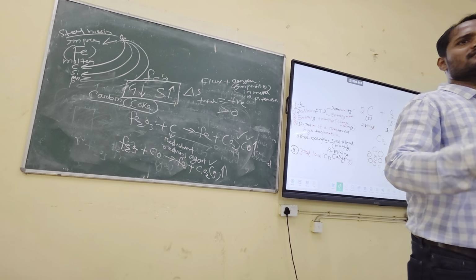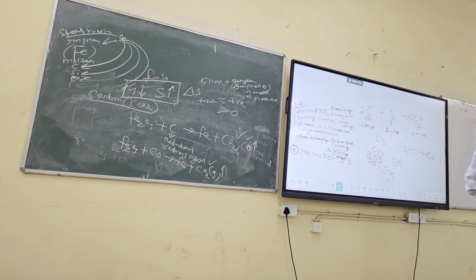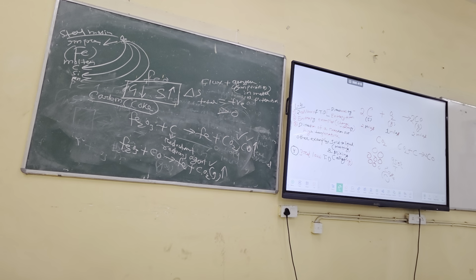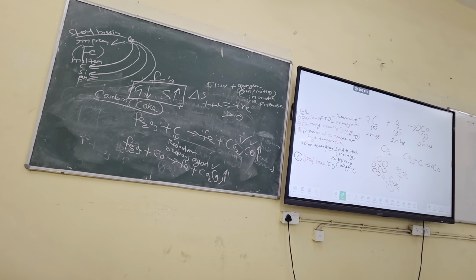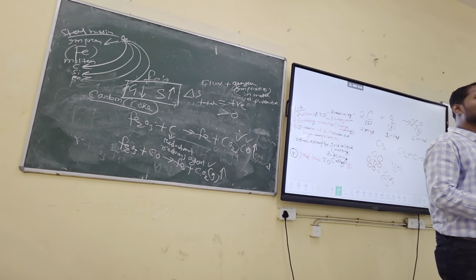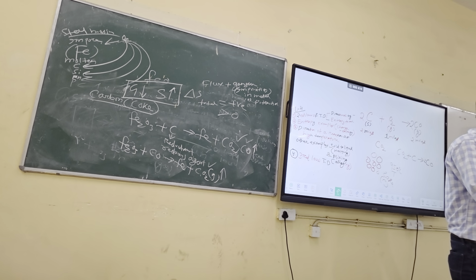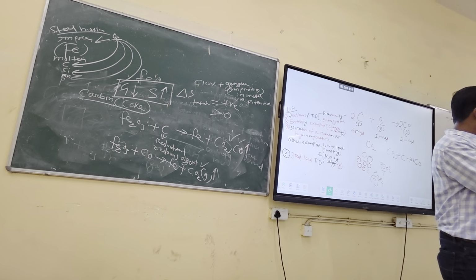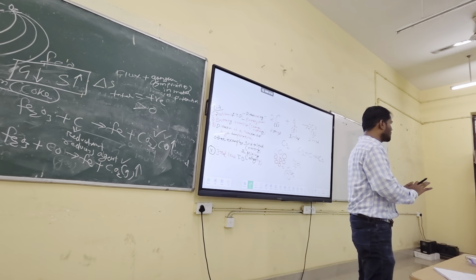You write the reaction at least. C plus O2 gives CO2. And tell me what happened to the entropy. Is entropy increasing, decreasing, or what is happening? Constant. Of course, constant. Very good. Because you have to check the number of moles of gaseous phase available. Liquid is not there, so it will not hamper. Solid is there, but solid will not hamper. Only the moles of gas phase involved will affect the entropy here.